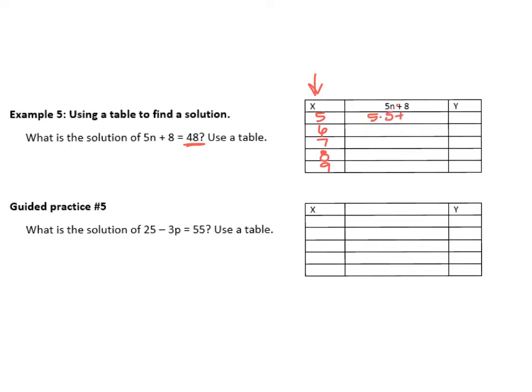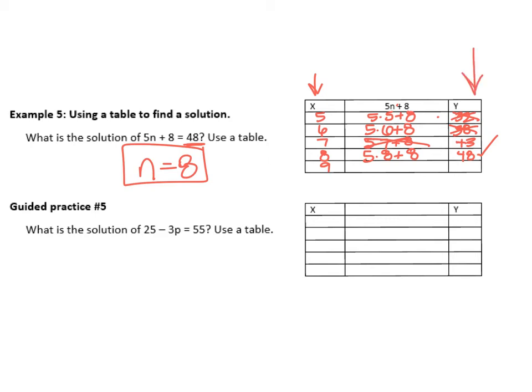So 5 times 5 plus 8. That's 25 plus 8, which is 33. That is not what I'm supposed to get. Then 5 times 6 plus 8. That's 38. Still not what I'm supposed to get. 5 times 7 plus 8 is 43. Still not what I'm supposed to get. 5 times 8 plus 8 is 40 plus 8, which is 48, which is what I want. So my answer is going to be 8. You can do each one of these in your head, but the table keeps it organized.